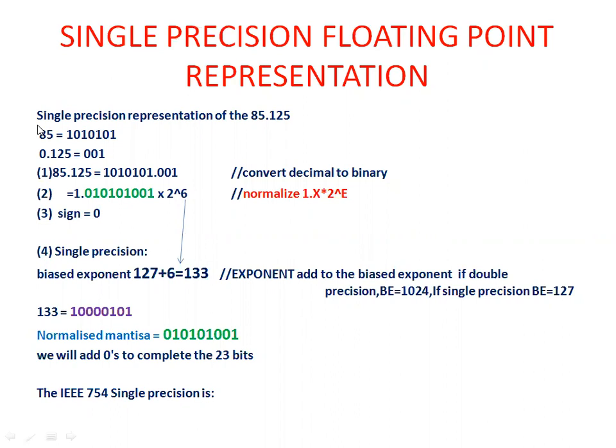Here we are going to find the single precision floating point for the given number 85.125. First of all, we have to convert this decimal into binary, as we all know how to convert decimal to binary. The equivalent binary value of 85 is 1010101. The decimal value 0.125 is 0.001. When we join these together, you get the value 1010101.001. This is the binary equivalent value for the decimal 85.125.